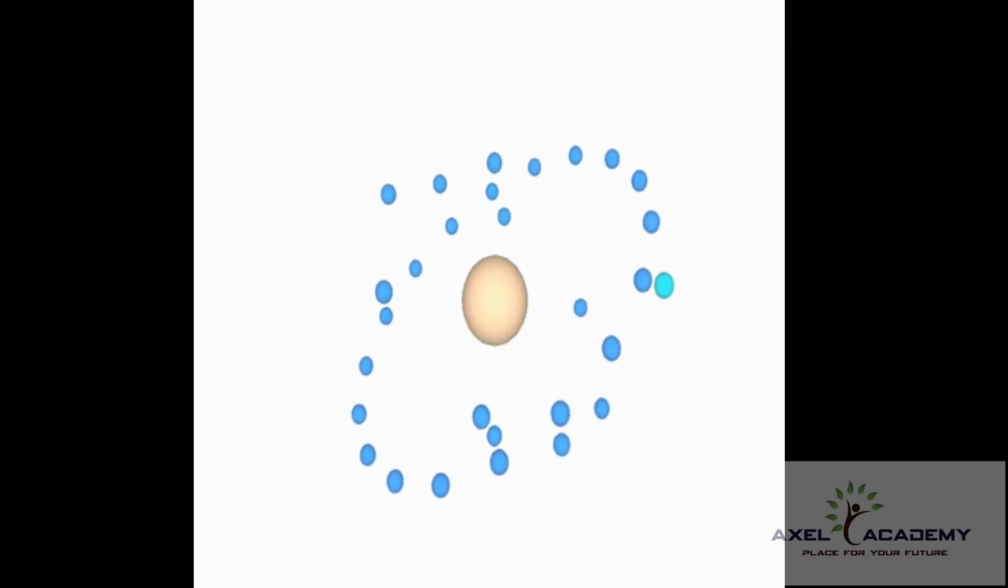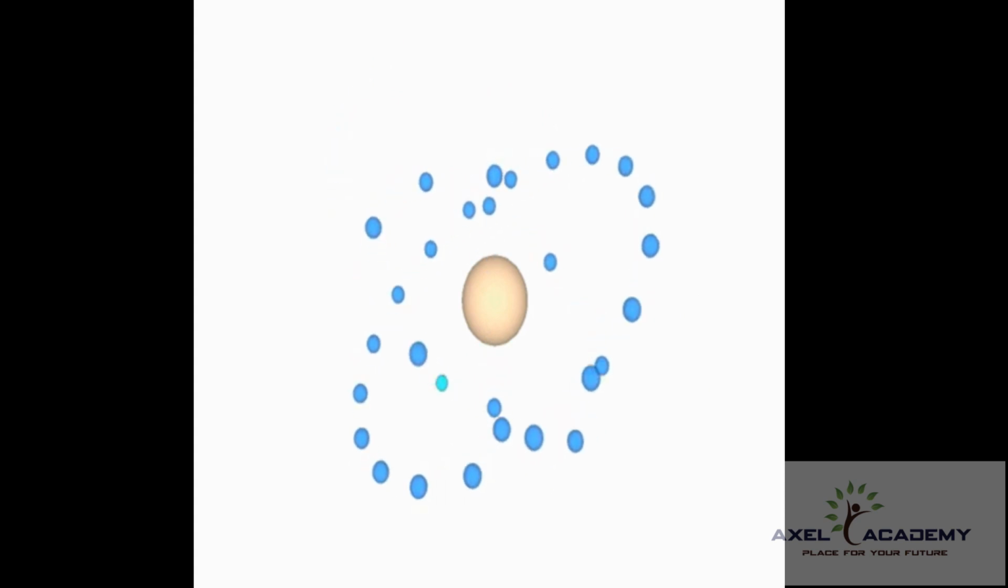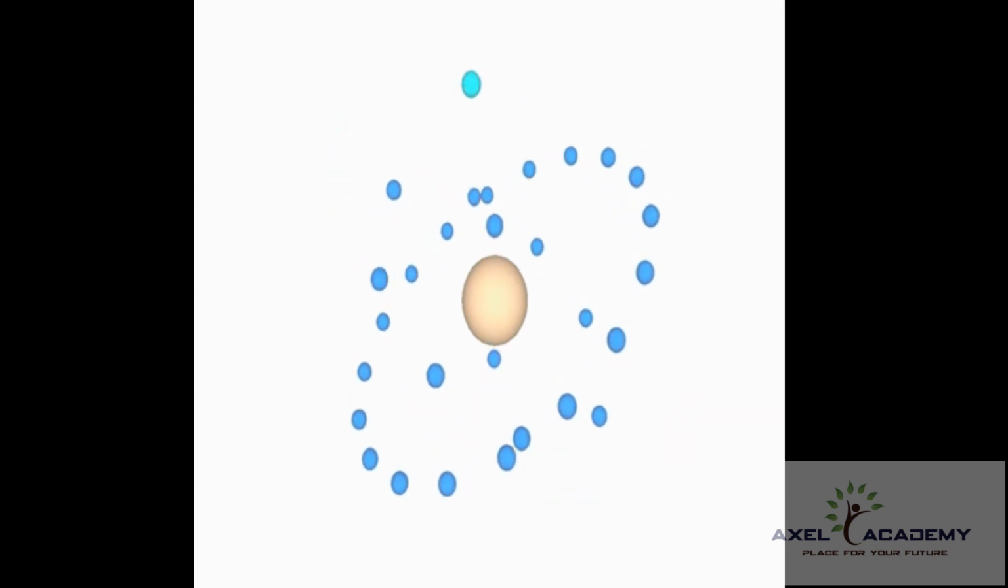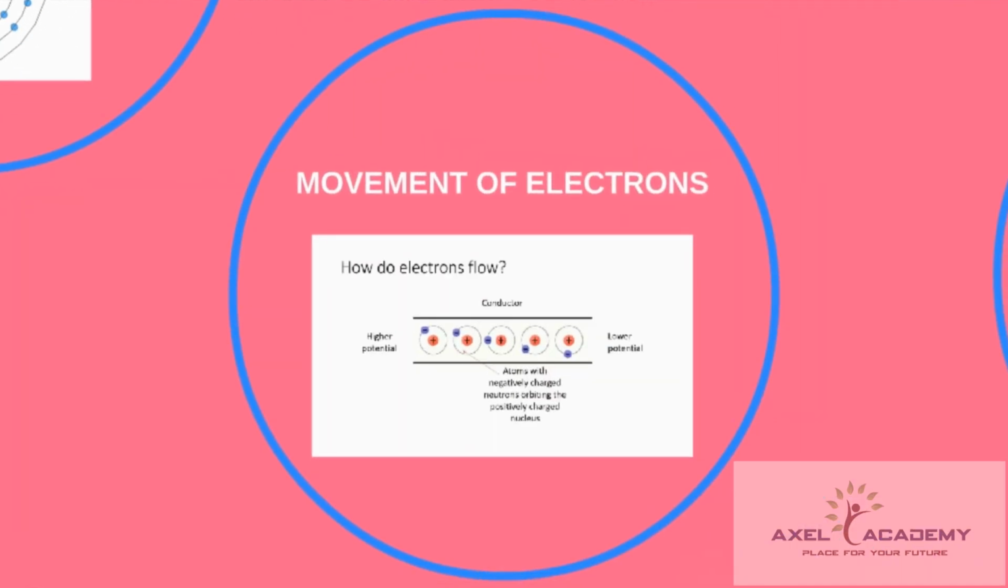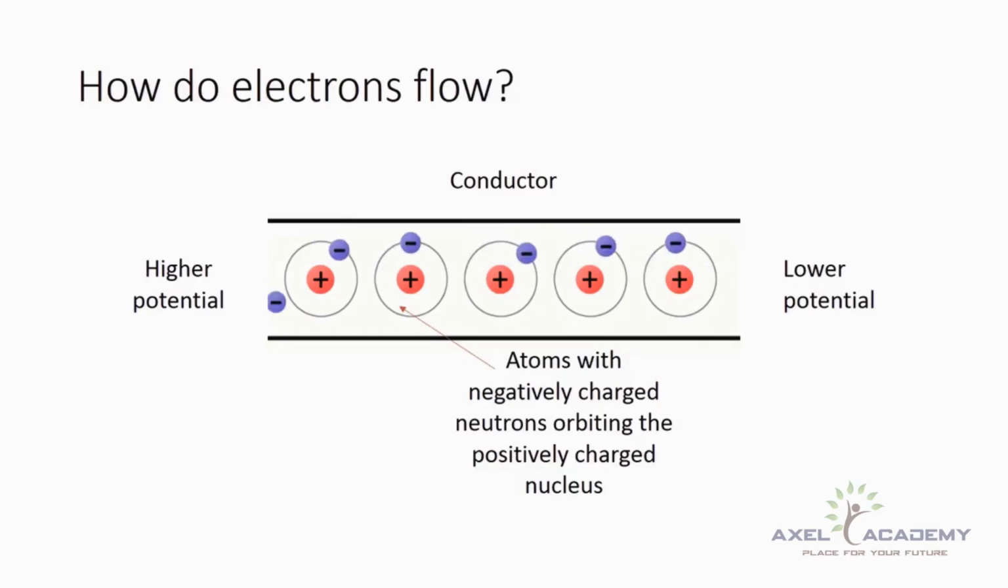Now let's take a copper atom as an example. One electron will revolve around the nucleus in the last orbit, or valence orbit. When a force is applied on this electron, it will move from one atom and go to another atom. This electron will hit the electron of the neighboring atom, and that electron will go to another atom, separating from its atom. This process continues in the conductor and results in the flow of electrons. This flow of electrons is known as current.